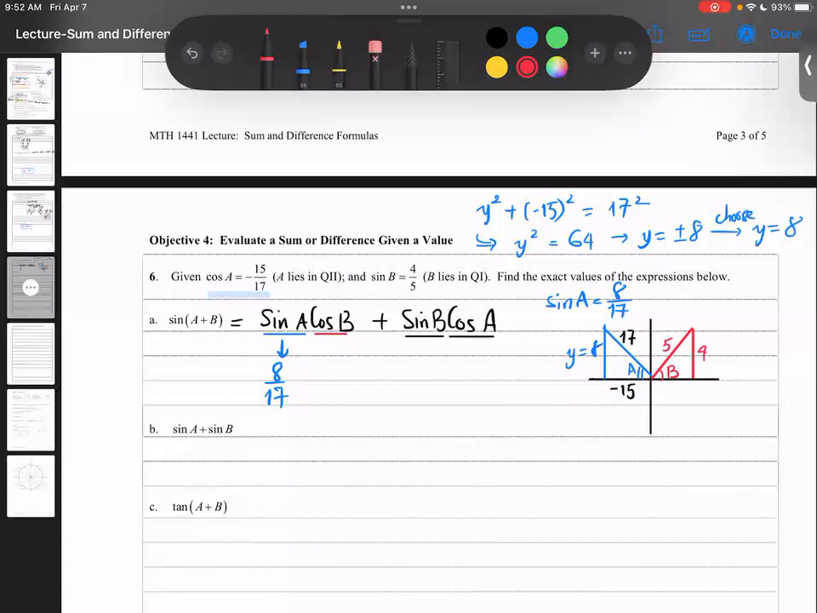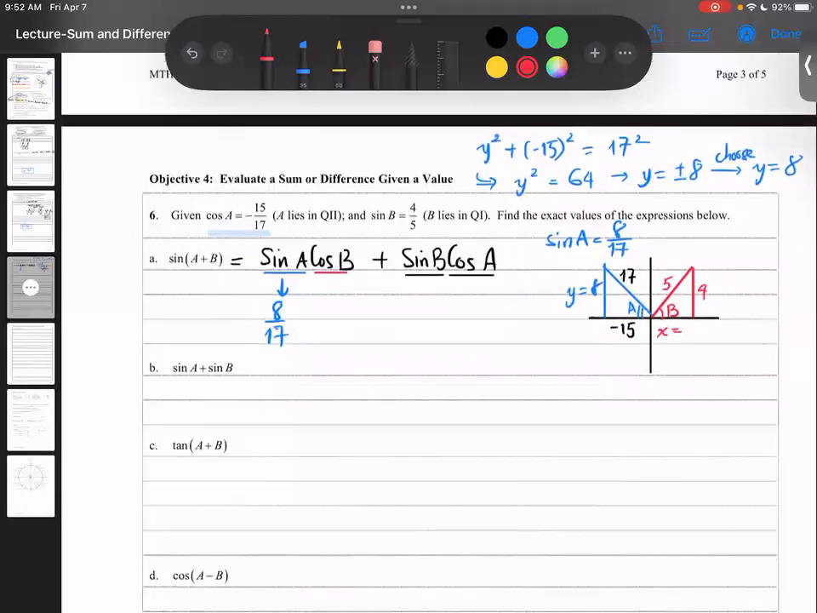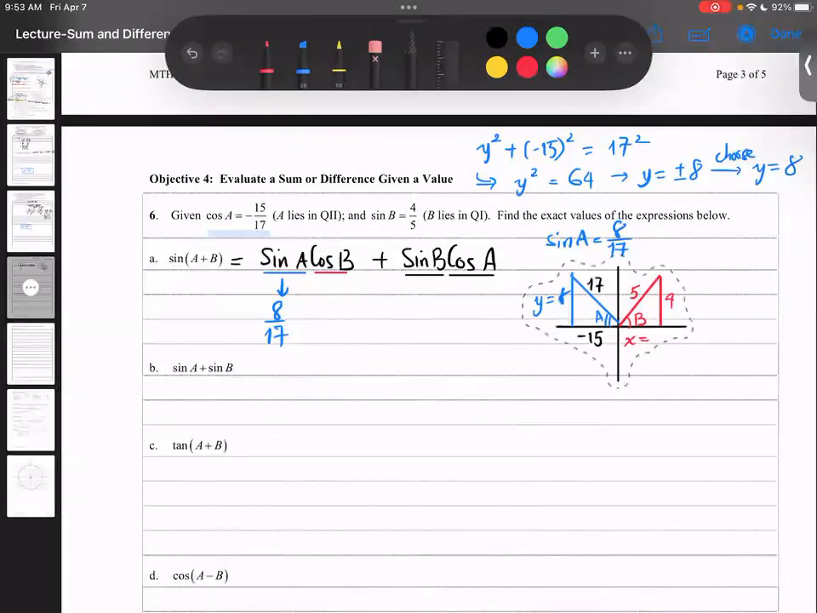Now I need to find x here. Same thing, right? X squared plus 4 squared equals 5 squared. 4 squared is 16, 5 squared is 25. 25 minus 16 is 9. So x squared equals 9. X equals plus 3 because of the first quadrant.